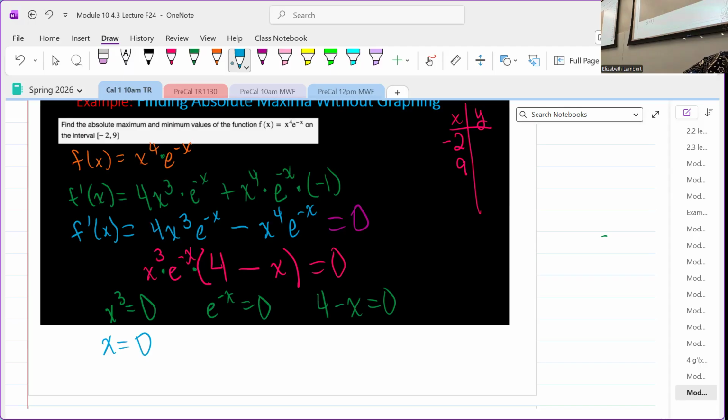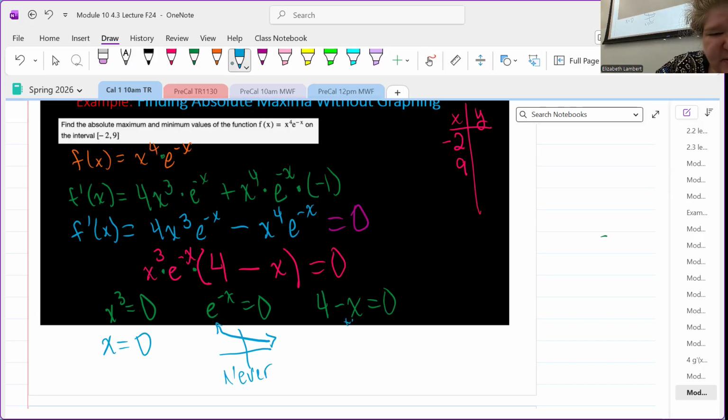E to the negative x, this is an exponential graph. It's a decreasing exponential graph. But exponential graphs have a horizontal asymptote of 0. So e to the negative x never hits 0. So we get no critical values from that term, and that's okay. The graph is also never undefined, so that'd be our other potential consideration there. So yeah, no critical values from that.